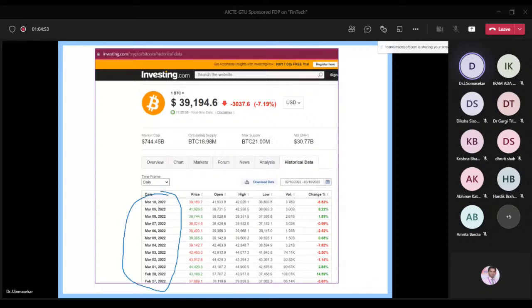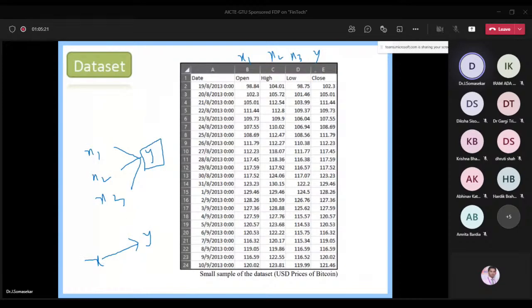So March 10th, 2022, March 9th, 2022: what is the Bitcoin price, what is open, what is high, what is low, and volume. Volume is like the number of transactions of that Bitcoin, and what is the change. Here price is nothing but the closing price. So we are looking at open, high, low. Based on these parameters, or independent features, we are looking for the price of the Bitcoin. In the data set, close is nothing but the price of the Bitcoin.